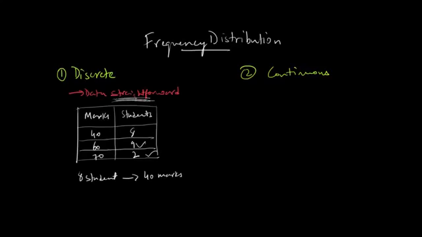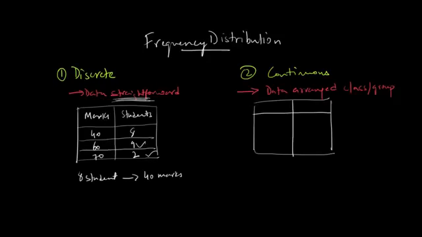Remember that. Now on the other hand, in continuous frequency distribution, data is arranged in a class or a group. Now what do I mean by that? Let me just show it to you with an example. Suppose you have a data set, again you have marks in one column and then you have the number of students in another column.